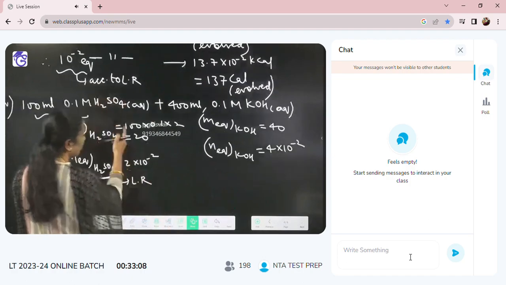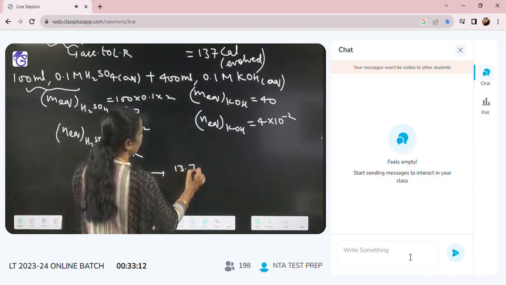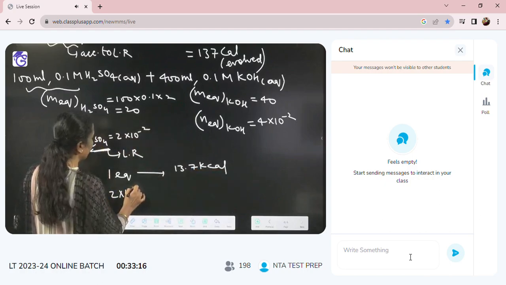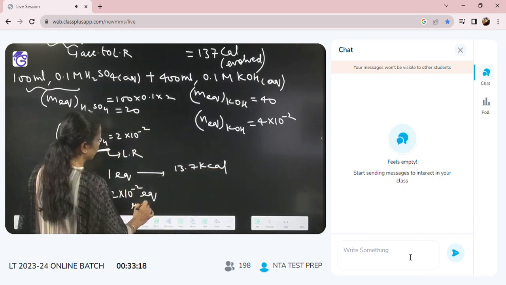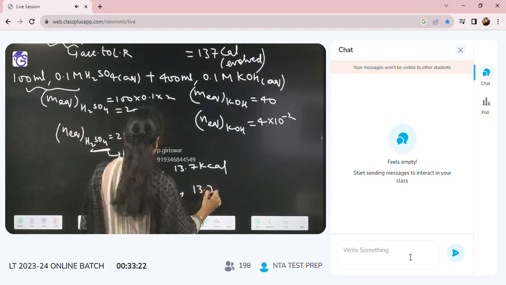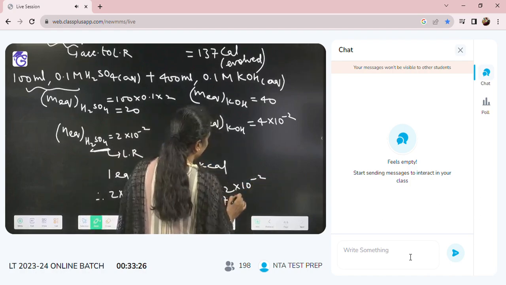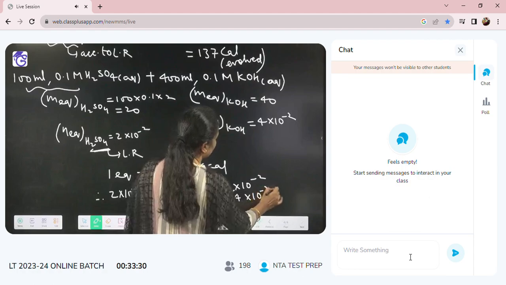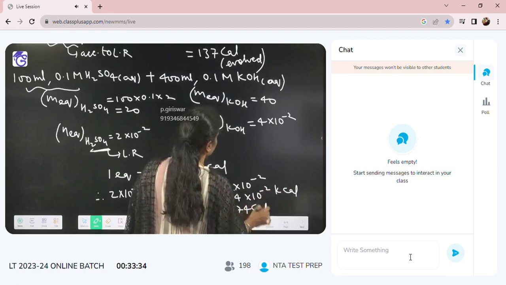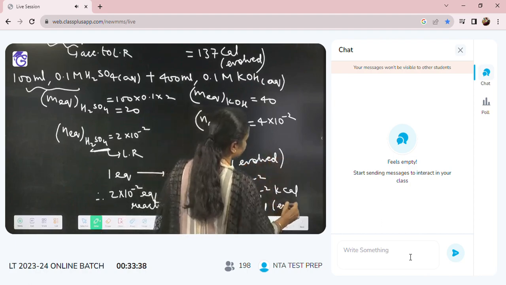So it is simple only. For one equivalent, how much is getting liberated? 13.7 kilocalorie. So therefore, if it is 2 into 10 to the power of minus 2 equivalent reacting, it will be 13.7 into 2 into 10 to the power of minus 2, which is 27.4 into 10 to the power of minus 2 kilocalories, or else 274 calorie. This is also evolved, and here also it is evolved.